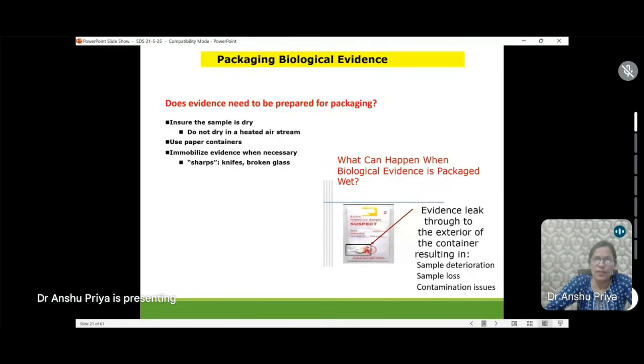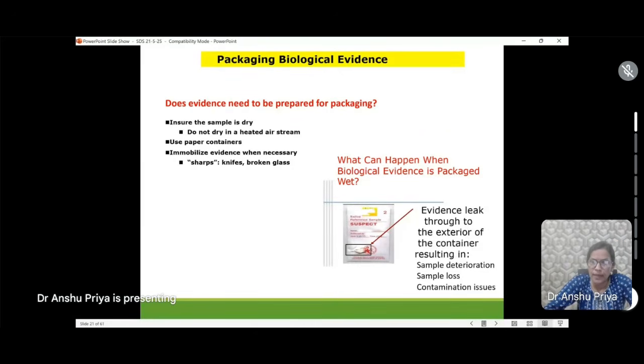Packaged. Is your evidence prepared for packaging? How do we know? In biological evidence, we ensure the samples are air dried. Second, we should never use a plastic container. Always use a paper container for the biological specimen. What can happen when biological evidence is packaged in wet condition?